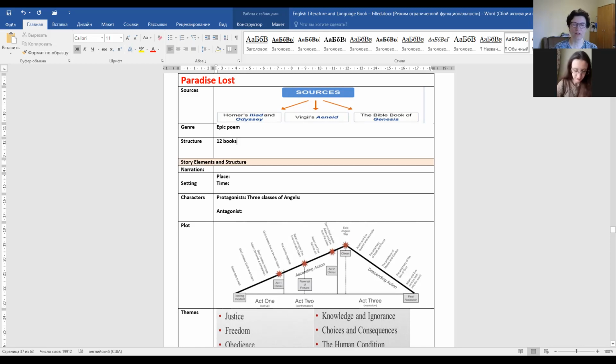So good. What is the type of narration? It's a third person narration. So, what is the setting of the story? It is a paradise. Yeah, heavens and paradise.